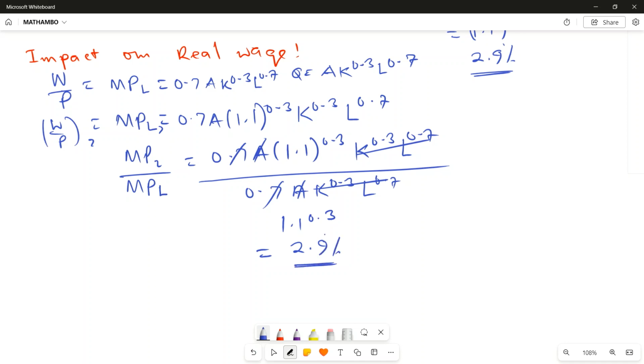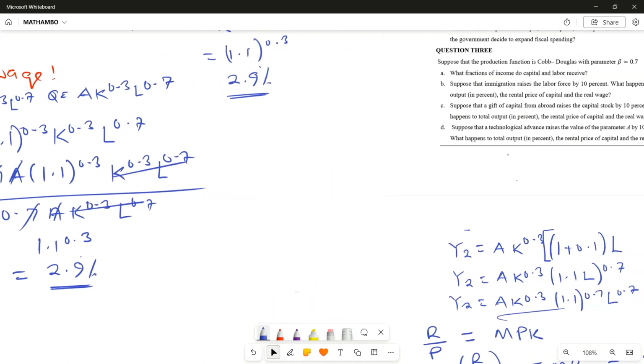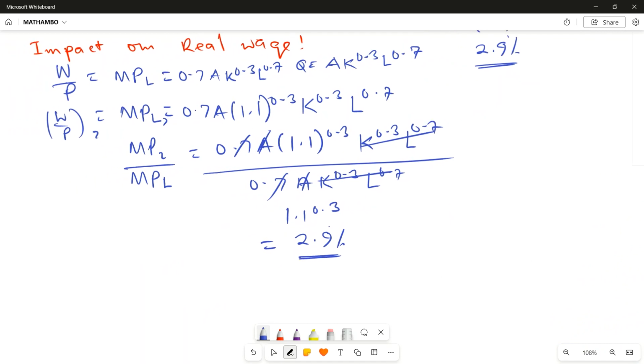What does this mean? A 10% increase in capital has led to a 2.9% increase in the real wage. Remember that this real wage is the marginal product with respect to labor. So as we are hiring more units of capital, the marginal product of labor is increasing. Why? Because always remember, an increase in one factor of production leads to an increase in the payment for the other factor. So it leads to an increase in productivity of the other factor. Okay, so that is the impact on the real wage.